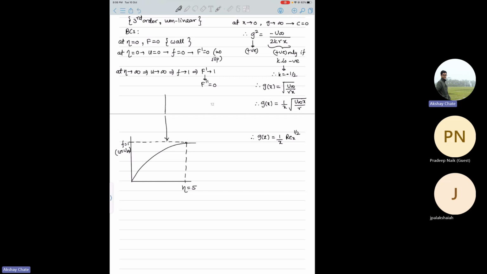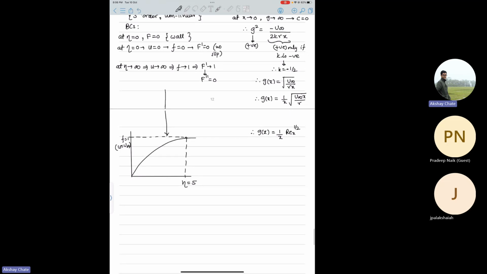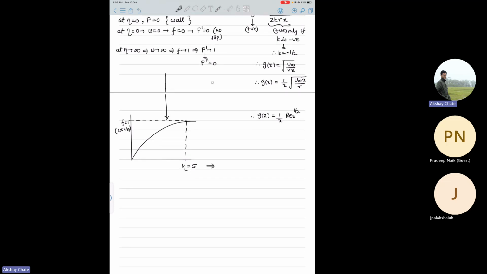So basically, when u infinity, u equal to u infinity is there, that becomes eta is equal to 5, and then you get this famous Laplace equation, which is as follows: at eta equal to 5, y tends to delta.